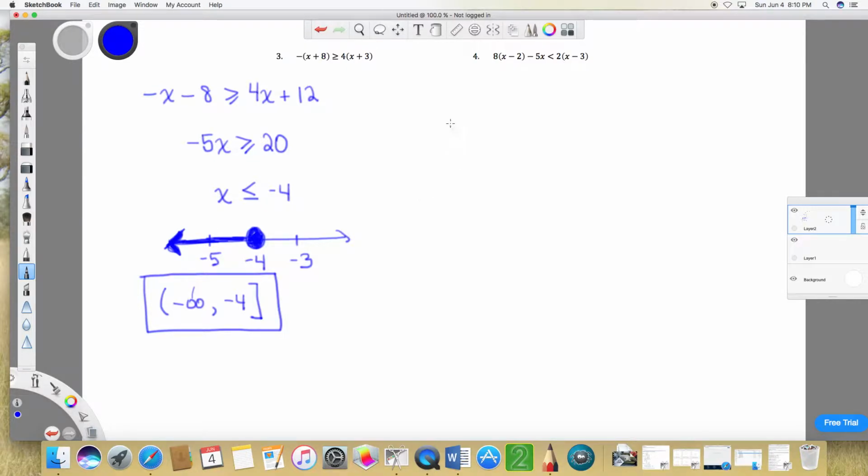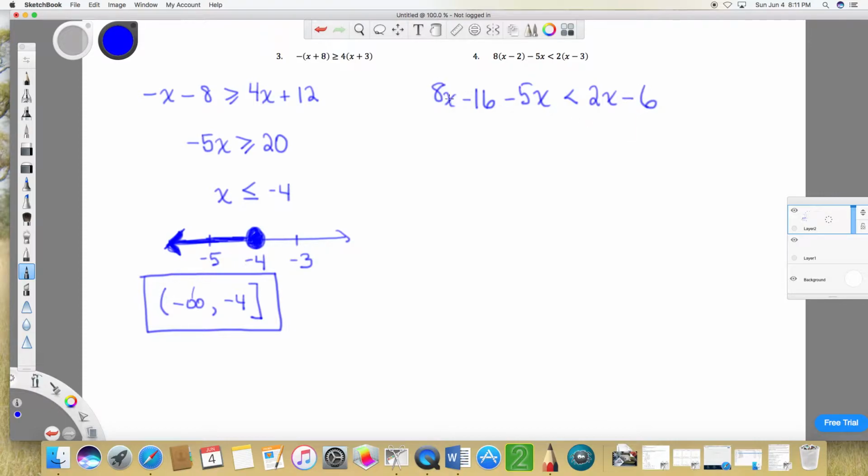All right, so let's take a look here at number 4. Again, we start off by applying the distributive property a couple of times, and then we want to combine like terms and then step by step try to get x by itself. So I'm going to distribute the 8 to both terms in that binomial, and I get 8x minus 16 minus 5x is strictly less than, if I distribute this 2, I've got 2x minus 6.